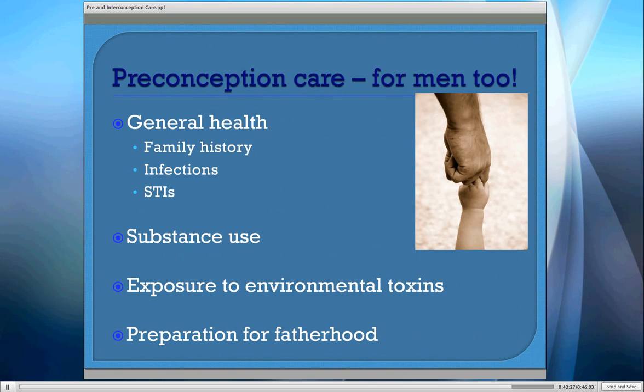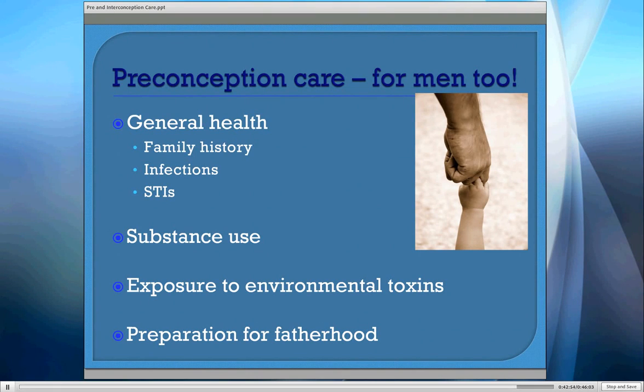Understanding the genetic risks from both the mother and the father enables providers to give more accurate advice. Men should also be assessed for immunity to vaccine-preventable illnesses. Screening and treatment for STIs minimize the risks of their infecting their partners. Men should be screened for substance use, treated and referred just as women are.